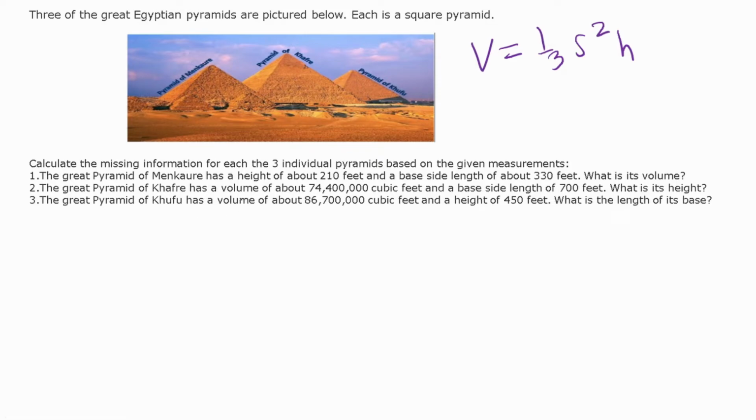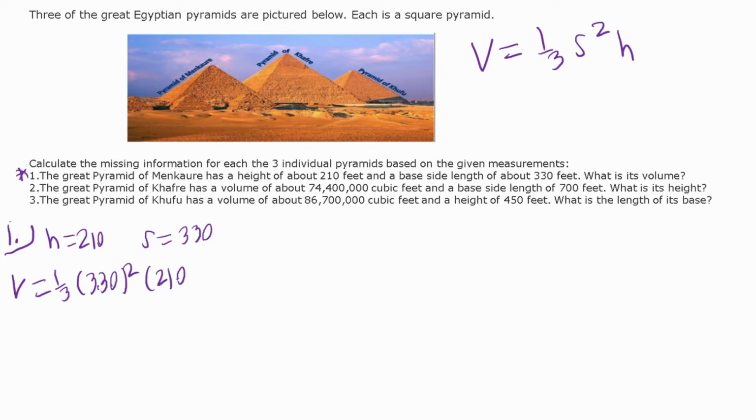So, for my first one, we're going to make 3 different sections here, right? And we'll do 3 different colors. So, purple will be number 1. What is our information that we know? The height is 210, and the side length, S, is 330. We want to find our volume. So we plug it in. We get V equals 1/3 times 330 squared times 210. And we just put this in our calculator.